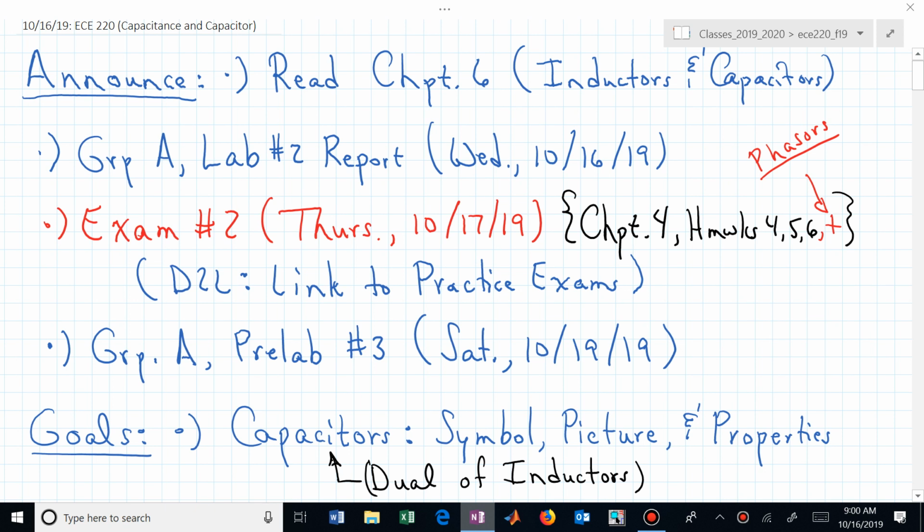Your second exam is tomorrow, and that will be covering materials from Chapter 4 and a little bit from Chapter 9, dealing with phasors and complex numbers. How do you analyze some simple circuits with complex numbers?